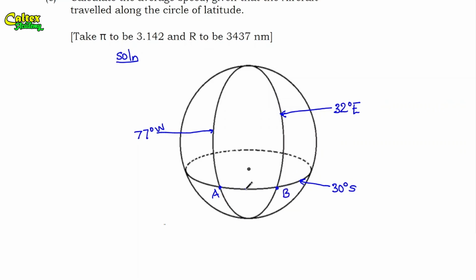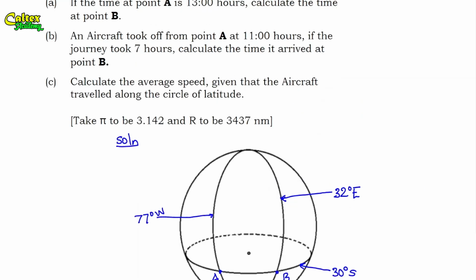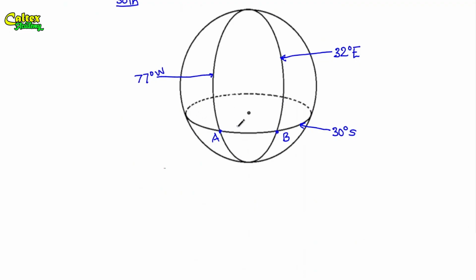From here, the first question is requesting us to get the time at B if the time at A is 13 hours. What we have to do is get the angle difference between points A and B by extending point A to the center. We can call this O. If we extend this point to the center and also extend point B to the center, we will obtain this angle. We can call it theta.